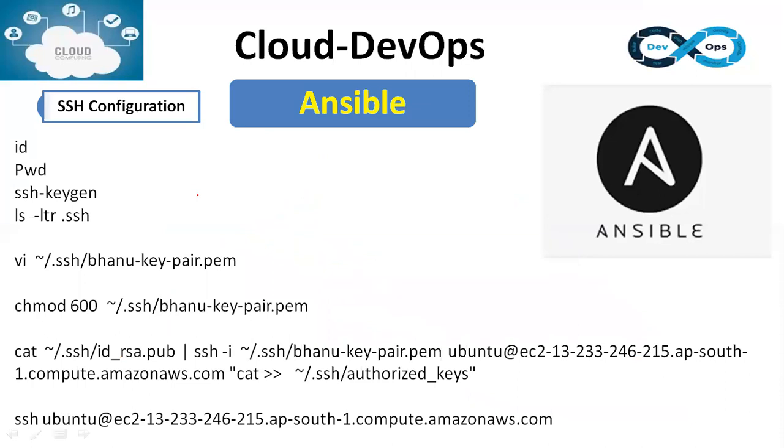This is the procedure to configure SSH between two servers. So if you see, id is a normal shell command. It will tell you which ID you are logged in as on that box. pwd means just present working directory. And if you type ssh-keygen, it will generate public and private keys for that particular machine.